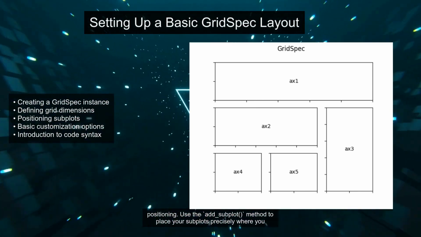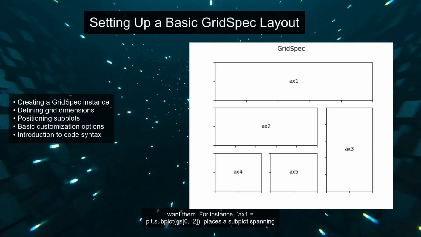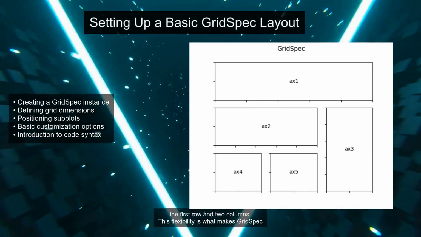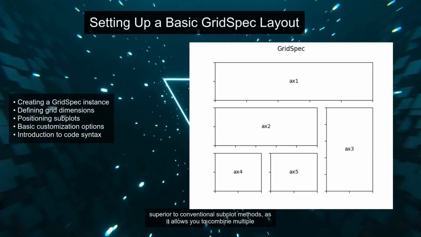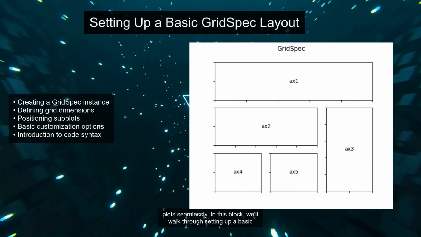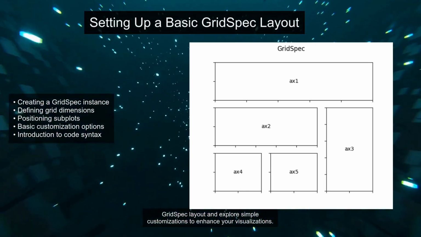Use the add_subplot method to place your subplots precisely where you want them. For instance, ax1 = plt.subplot(gs[0, :2]) places a subplot spanning the first row and two columns. This flexibility is what makes GridSpec superior to conventional subplot methods, as it allows you to combine multiple plots seamlessly. In this block, we'll walk through setting up a basic GridSpec layout and explore simple customizations to enhance your visualizations.